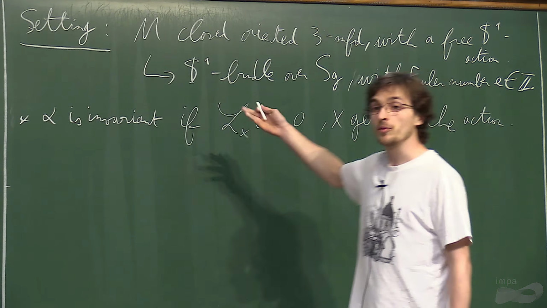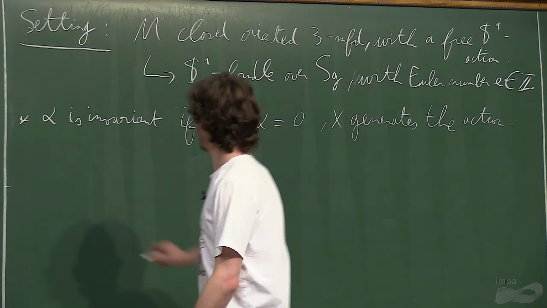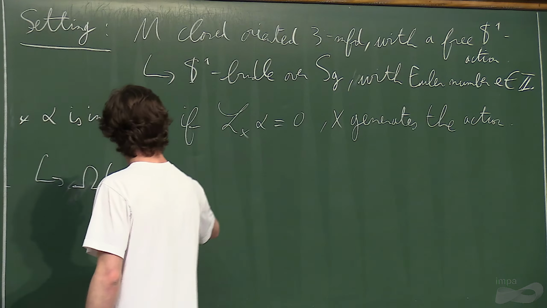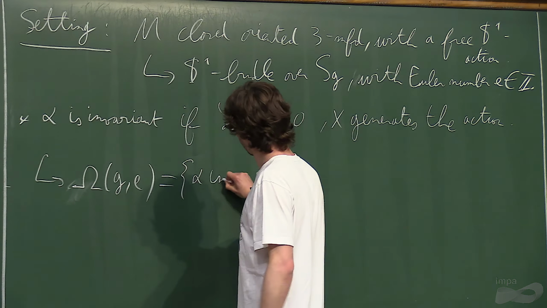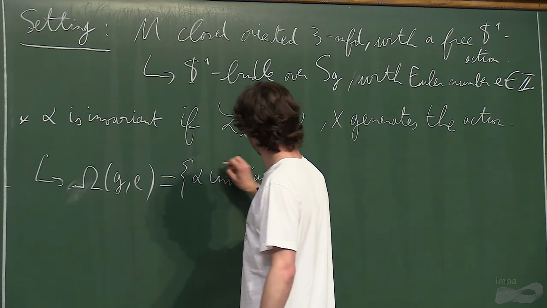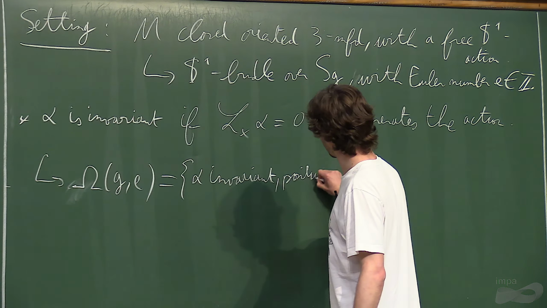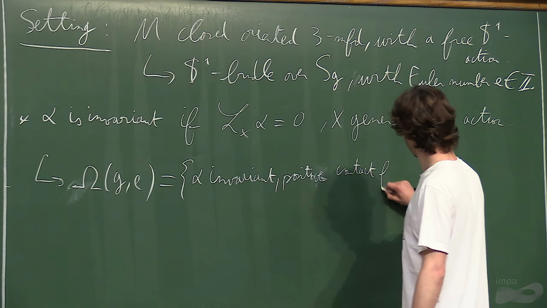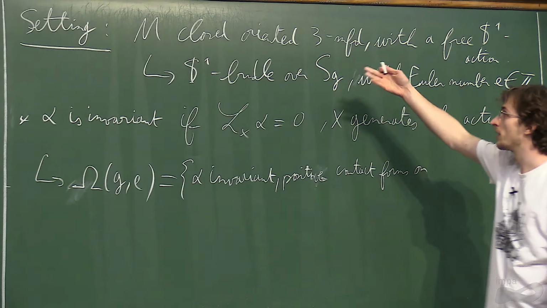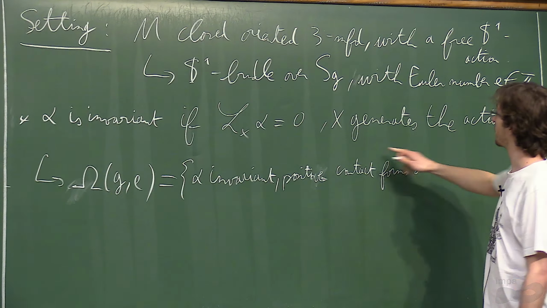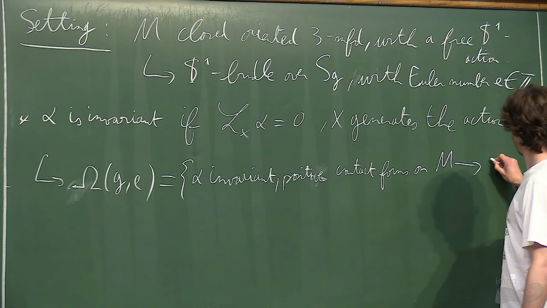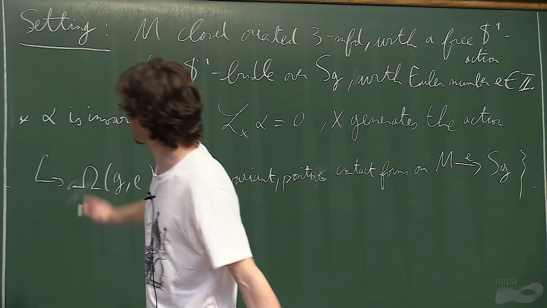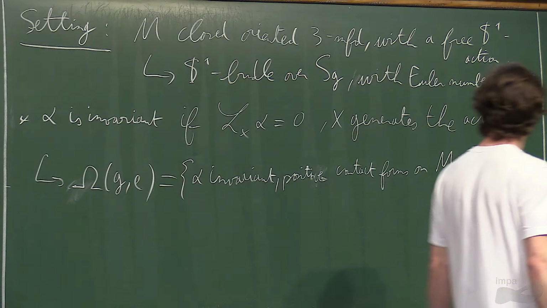Okay? And I'm going to give a name to the space of invariant contact forms. So, omega_{g,e} will be the set of invariant, positive, I'm going to tell you what this is in a minute, positive contact forms on, well, the unique circle bundle over the surface of genus g with Euler number e. Let's write it like this.